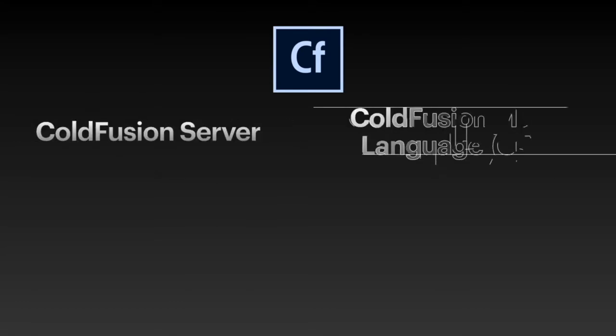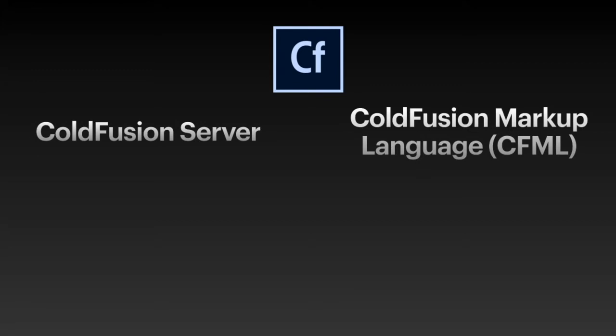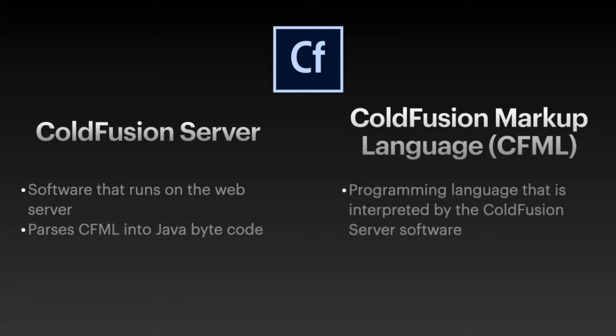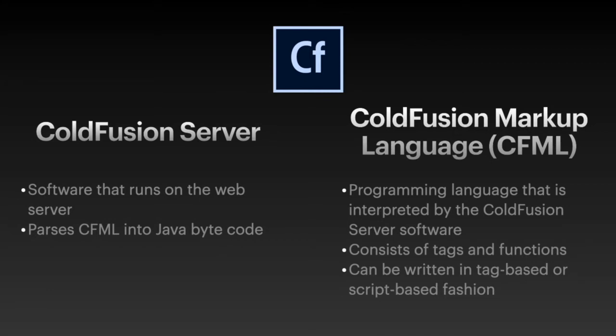Now I want to talk about ColdFusion for a second. When you hear the phrase ColdFusion, you're really talking about one of two separate things. There's ColdFusion server, and there's ColdFusion markup language, or CFML. But many developers simply refer to both of these as ColdFusion. ColdFusion server is the software that runs on the web server. It parses CFML into Java bytecode. ColdFusion markup language, however, is the programming language that is interpreted by the ColdFusion server software. It consists of tags and functions, and it can be written in tag-based or script-based fashion.